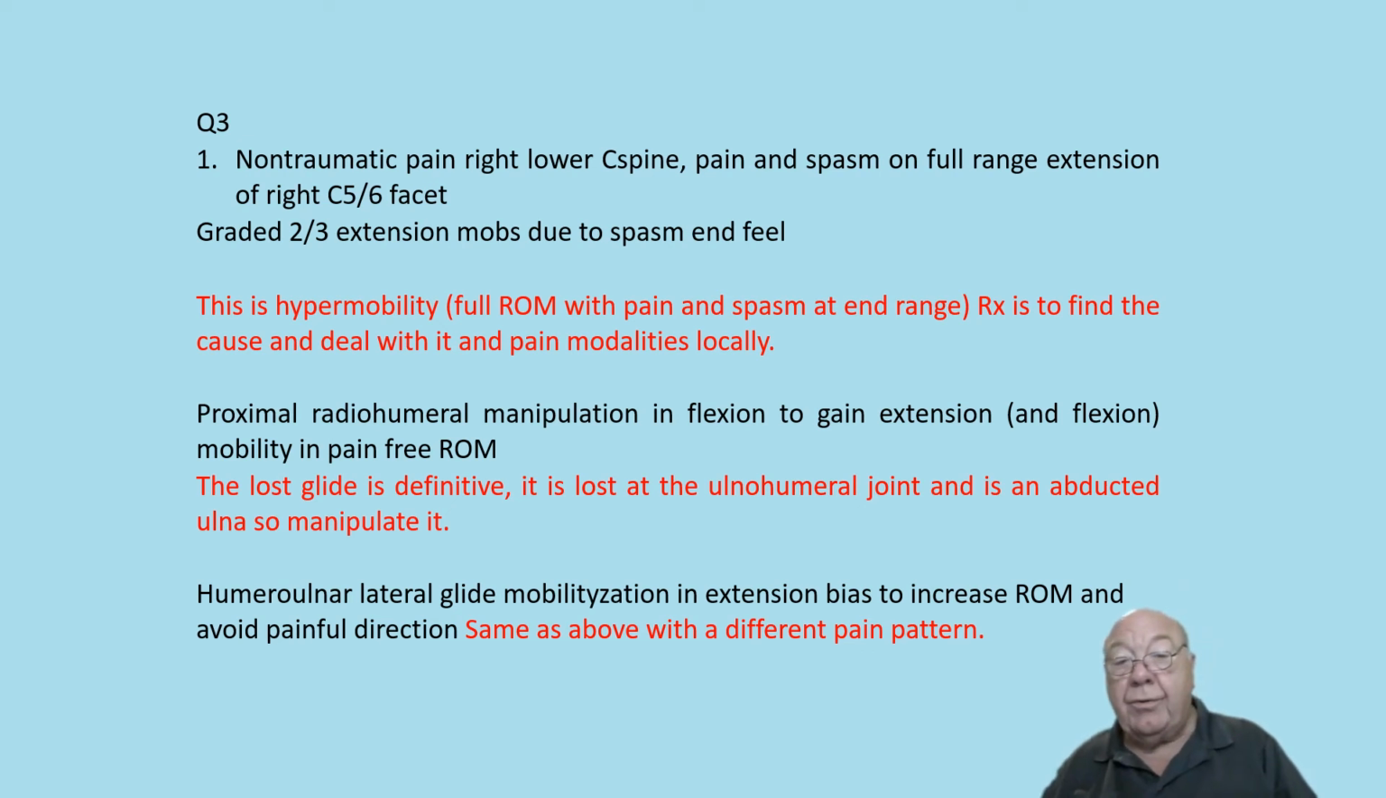The other one that was not well done by a lot of you was the two on the elbow. You were getting thrown by the different movement patterns that were painful and restricted. That's not definitive. What's definitive is the arthrokinematic. In both cases, the arthrokinematic was the same. It was at the ulnohumeral joint, so the radiohumeral joint wasn't part of the problem. There was no biomechanical dysfunction at the radiohumeral joint. It was at the ulnohumeral joint, and in both cases, a restriction of the lateral glide. So in both cases, this was an abducted ulna, and in both cases, you should have manipulated it.